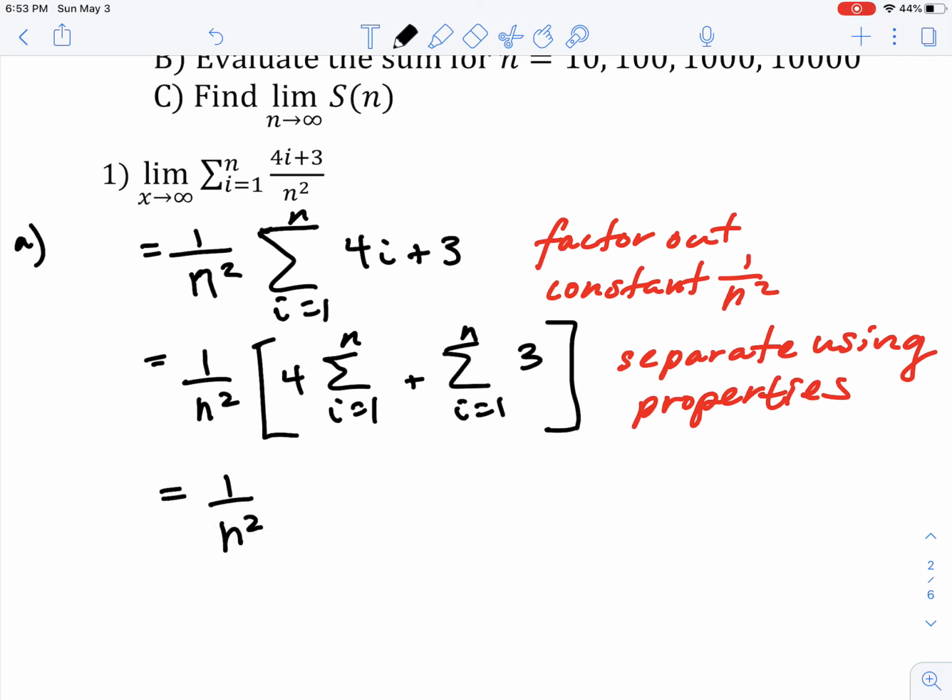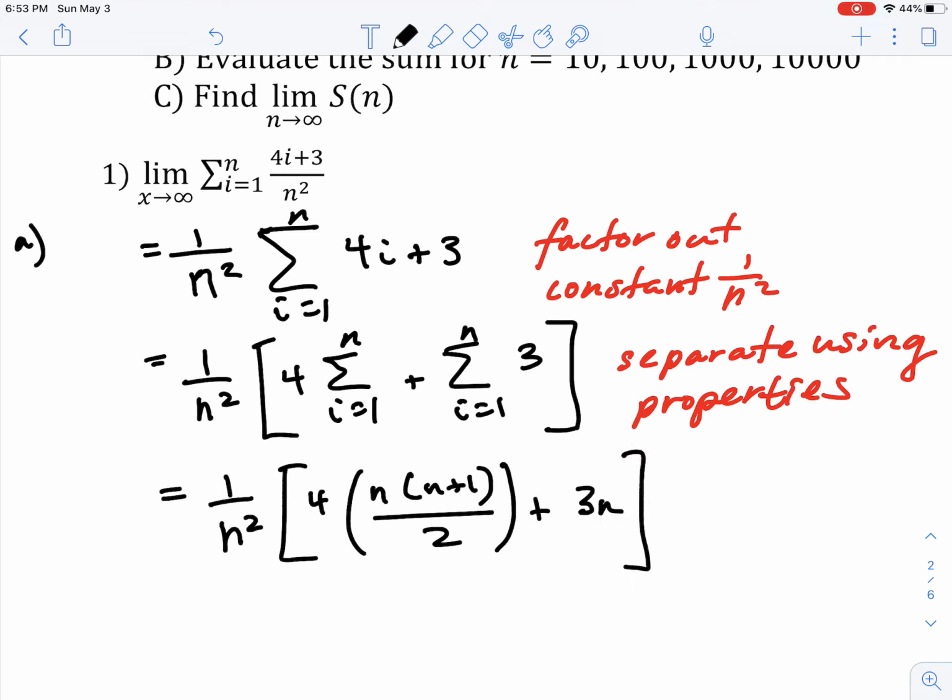Now that we have that, we're going to apply the formulas. So 1 over n squared, and this would give me 4 times n times n plus 1 all over 2, plus, and then this next summation, since it's just a constant, it's pretty easy. It's just going to be 3 times whatever n is. Again, we're just applying summation.